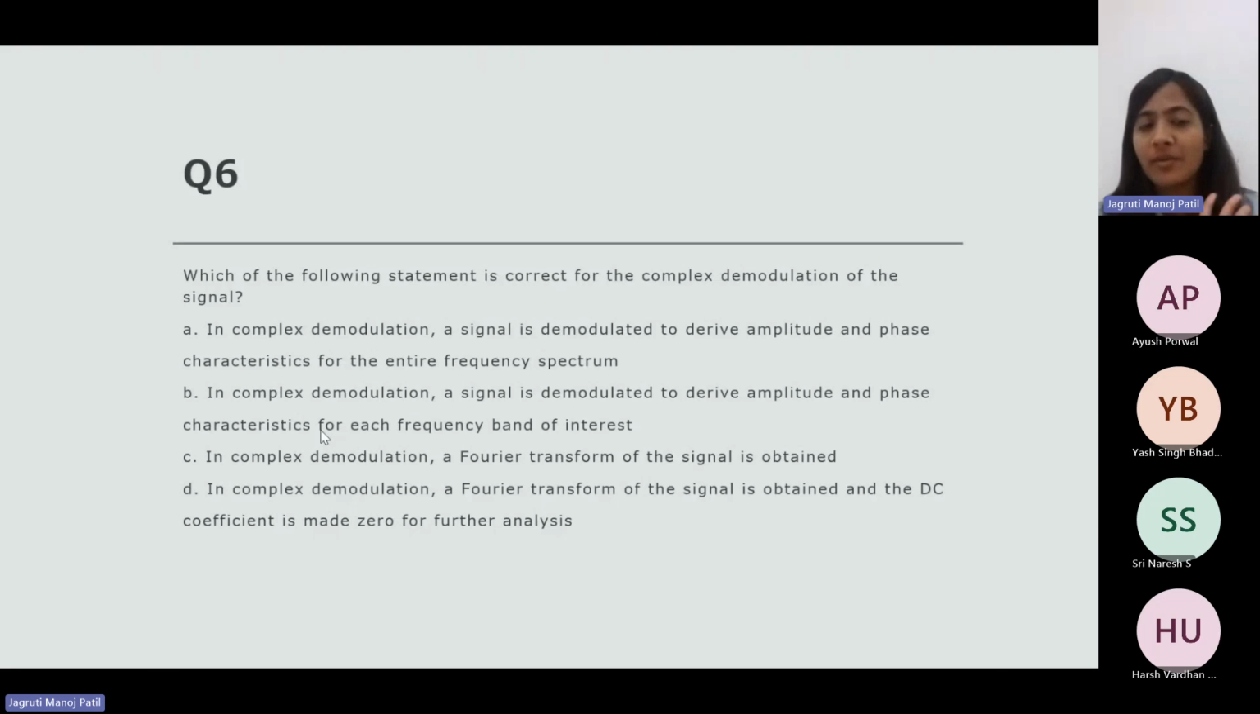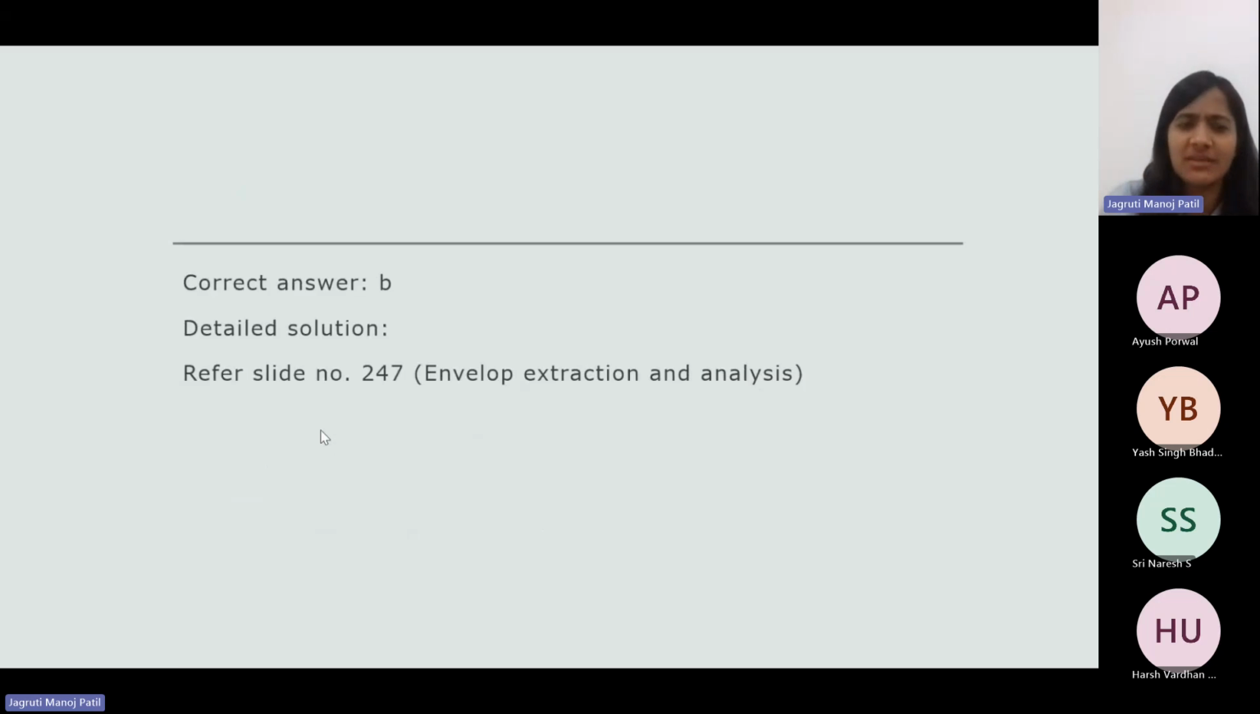But we saw what complex demodulation was. Then we also saw that the entire frequency spectrum wasn't used, but signal length. We saw that something was for the entire duration. But in complex demodulation, we had a signal, and we wanted to know it for that instant of frequency and then for the band of frequency of interest. So it's for each frequency band of interest. I hope it's correct. Okay.